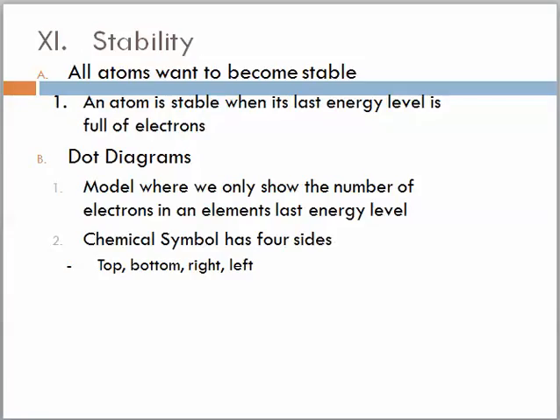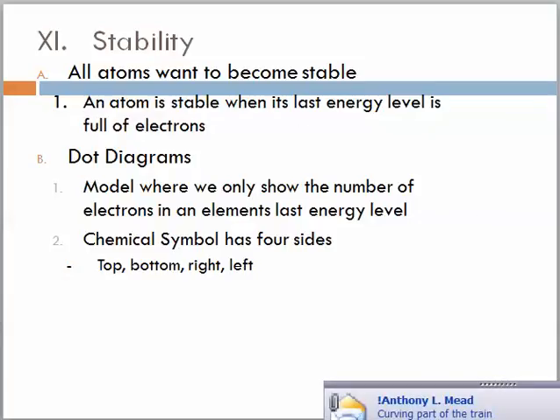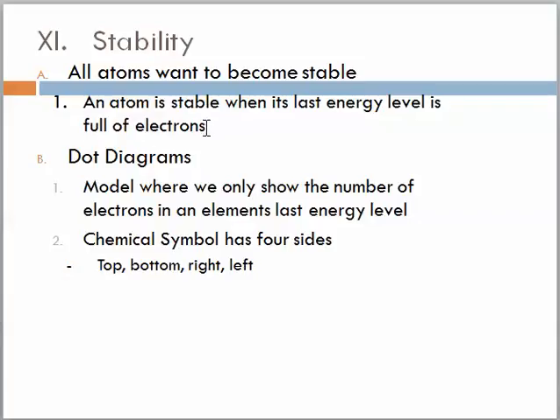All atoms want to become stable. How do they become stable? Well, that means that last energy level, however many energy levels they have, that last one, an atom is stable when its last energy level is full of electrons. We typically show this with a dot diagram. This is a model where we only show the number of electrons in an element in the last energy level.